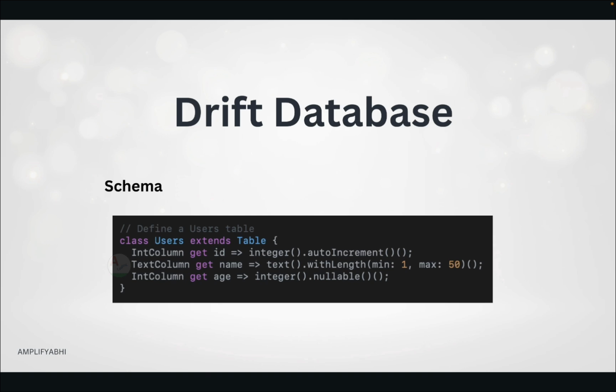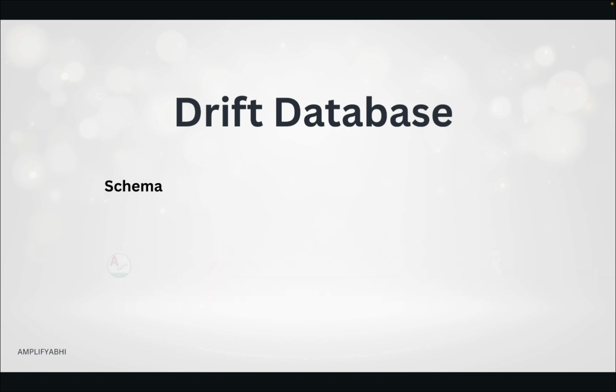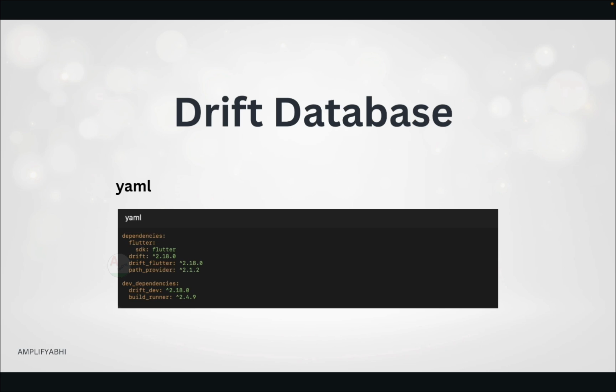And finally we'll see what all the dependencies required are. Here drift, drift_flutter and path_provider. These three dependencies we have provided under the dependencies tag, so that they will go into the application and work at runtime.